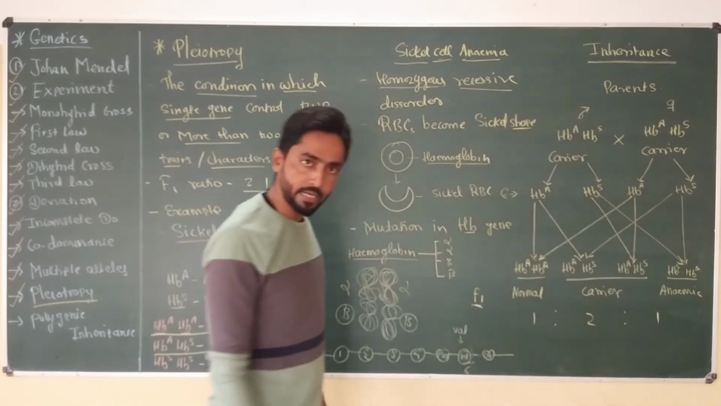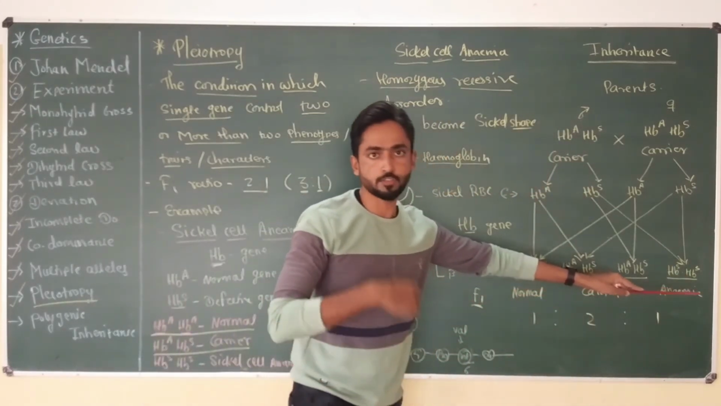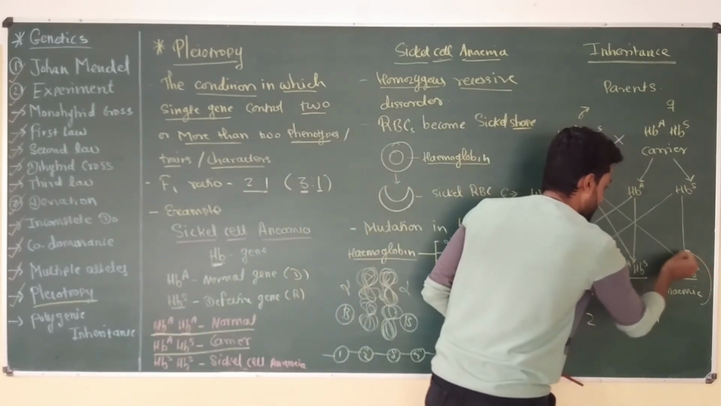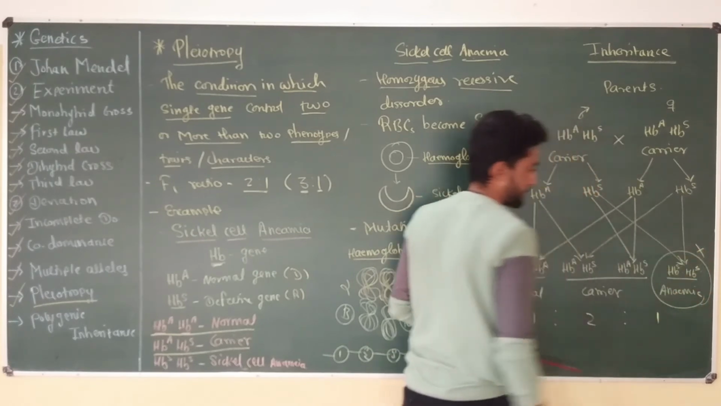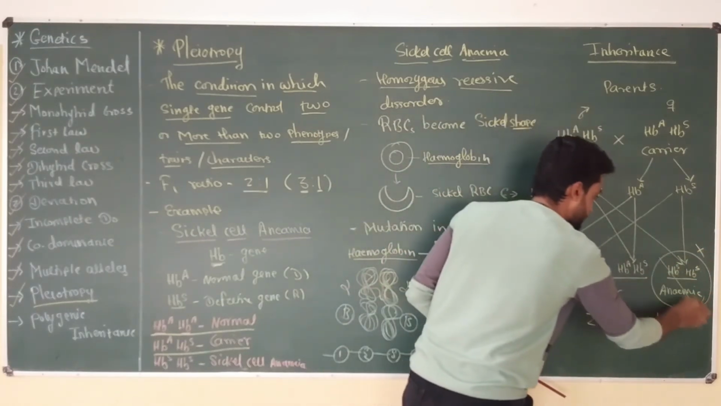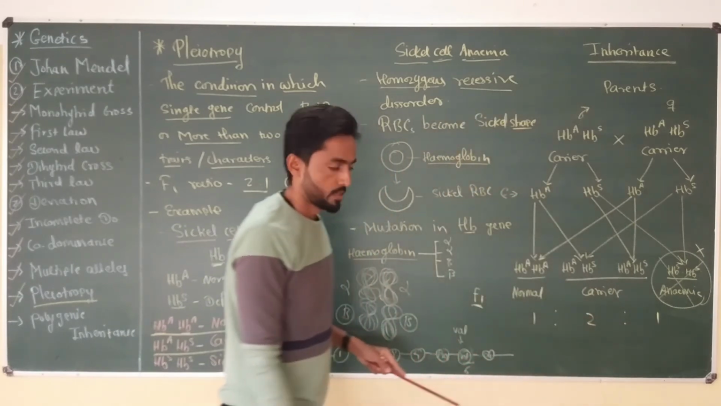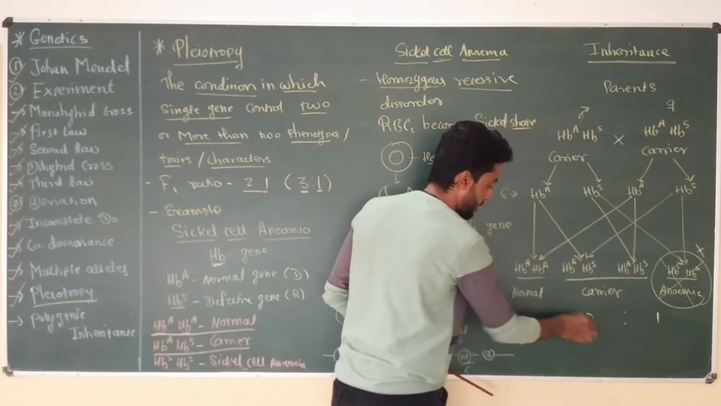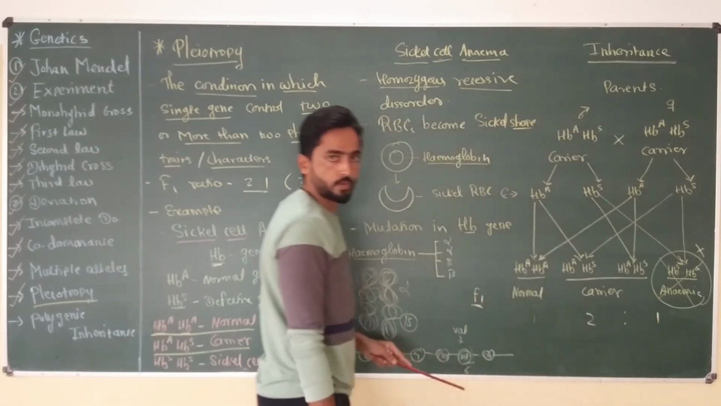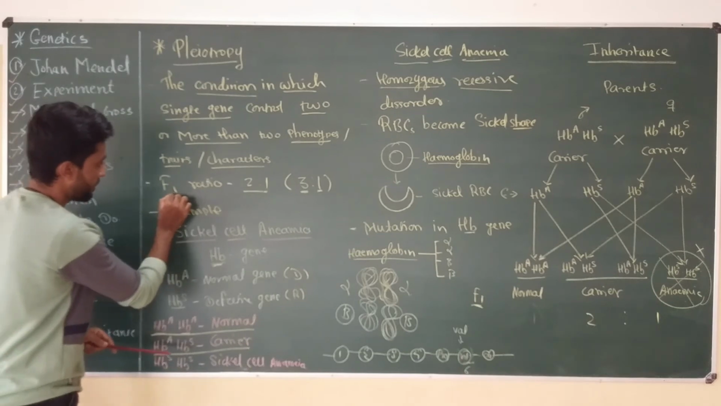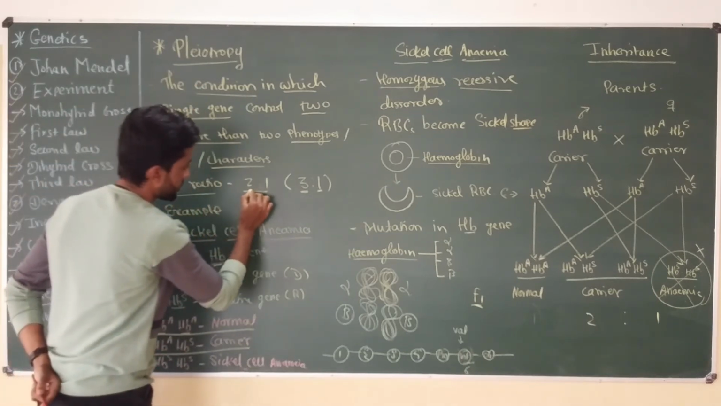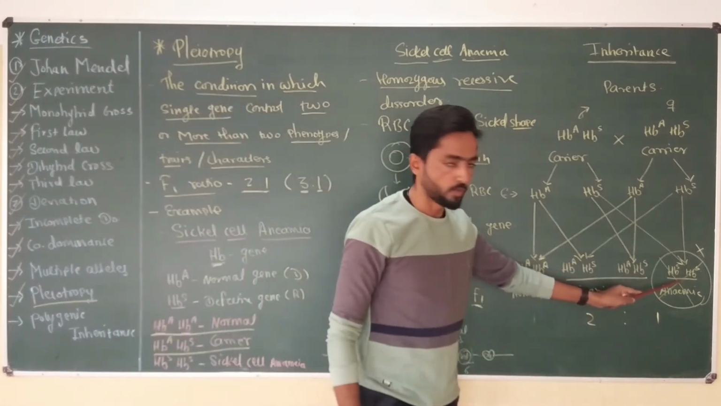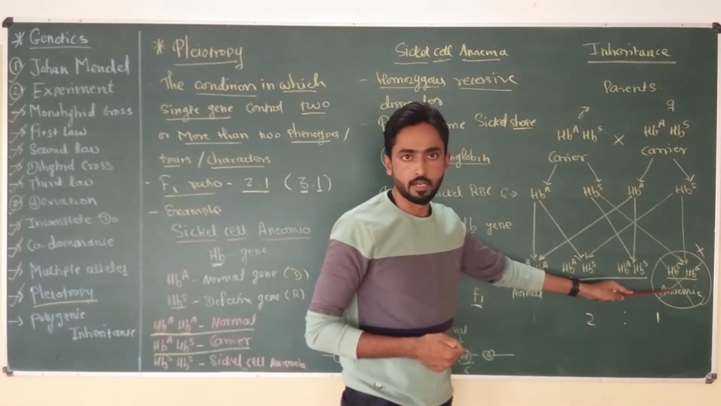Now the ratio in the F1 generation becomes 1:2:1. But this anemic child does not survive due to the fatal anemia and dies. So due to the death of this child, the ratio becomes 2:1, 2 carrier and 1 normal. Okay, so I have written here that the F1 ratio in pleiotropy is 2:1, because out of the 4 children, 1 is going to die due to fatal anemia.